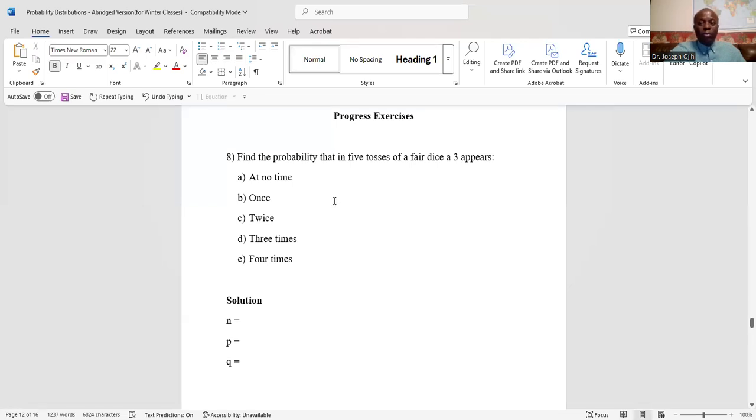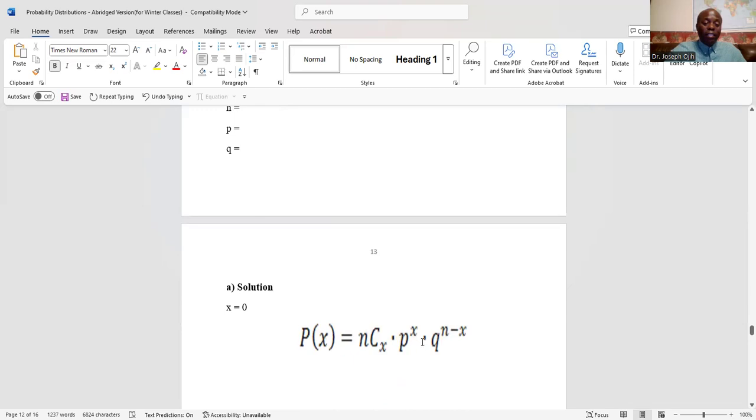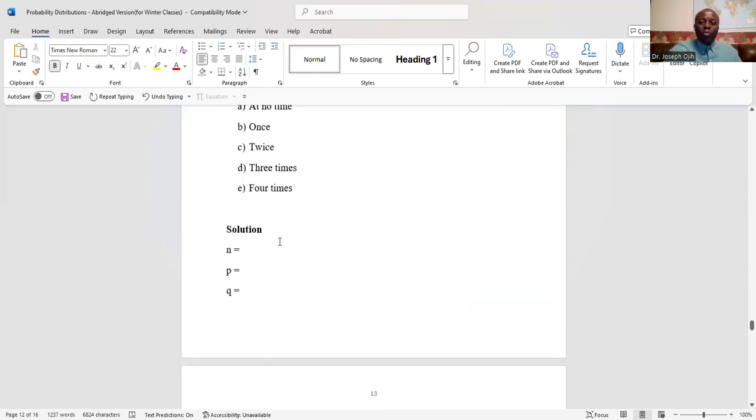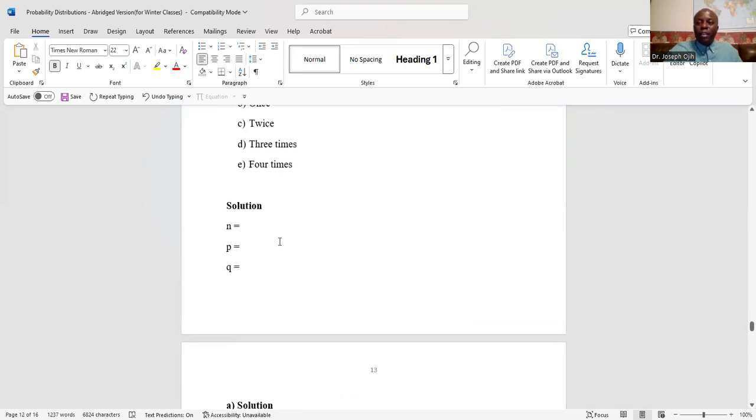At no time means 0. Then you use this formula again to calculate the probability that it appears once, which is 1. So that will take you a long time to do all these calculations. So that's why I put that for Excel. But first of all, let us identify our N, P, Q.